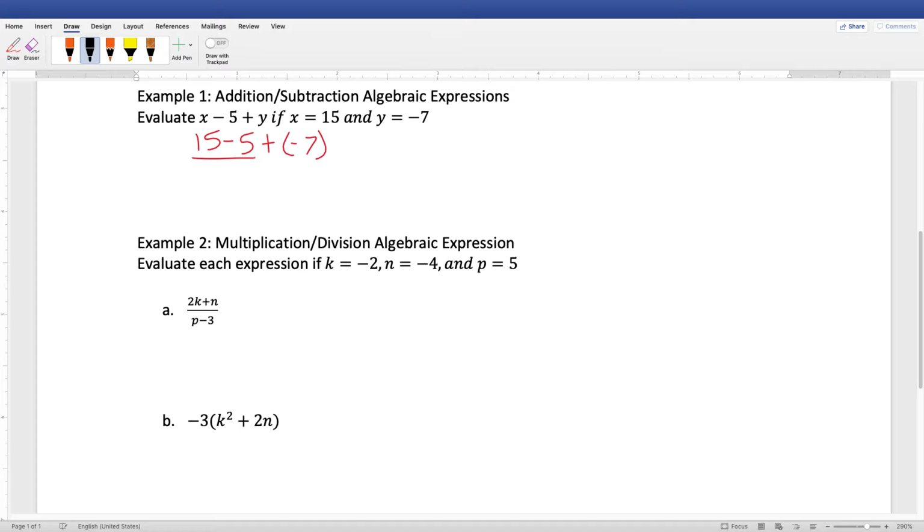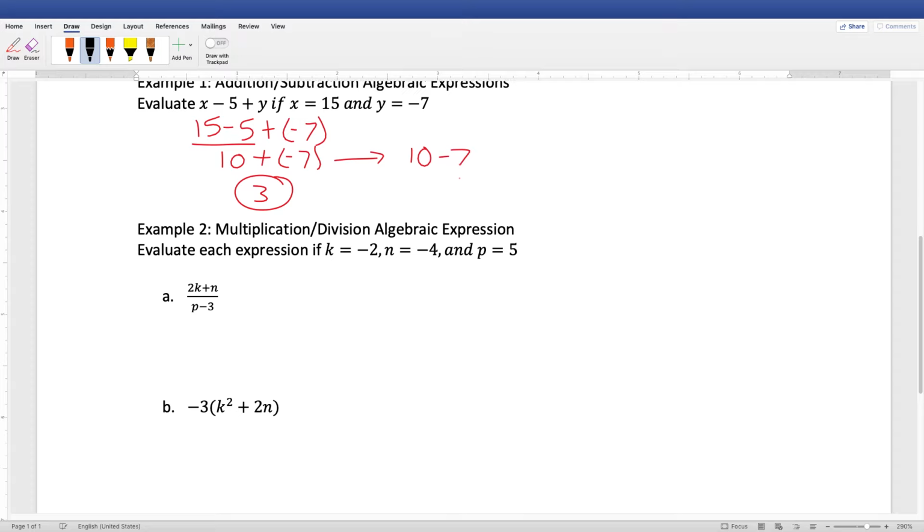So 15 minus 5 is 10. So I have 10 plus a negative 7. 10 plus a negative 7 gives me an answer of 3. You can also write this step right here as 10 minus 7 if you would like.